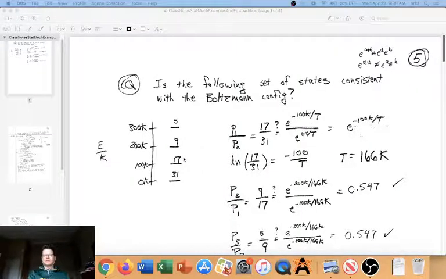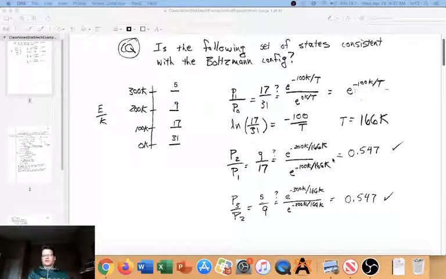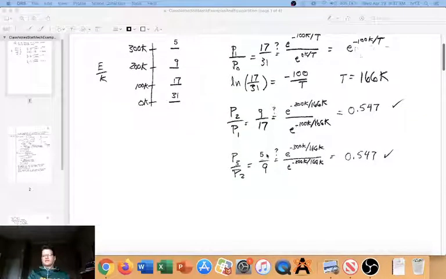Okay, now that we know what the temperature is, how about the ratio of state 1 to state 2? We look at the ratio of the Boltzmann weightings, and it ends up being 0.547, which is pretty close to 9/17. So we'd say that checks out, and then we can look at the ratio of the third to the fourth. That's 5 to 9, which ends up being 0.55, which is pretty close to 0.547.